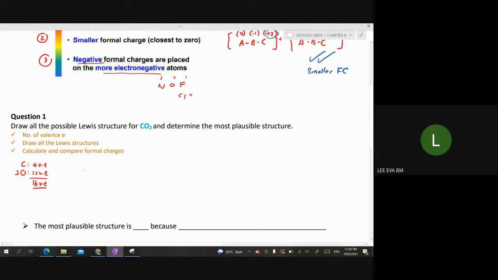Okay, so let's say kita mulakan sekali lagi, the skeletal structure. Carbon, least electronegative, we put in the center. Okay, and then who remembers step 4, what should we do? Kita tolak dululah, tolak 4 valence electrons. So dekat sini tinggal lagi 12. So next step, apa yang kita kena buat? What is step 4?